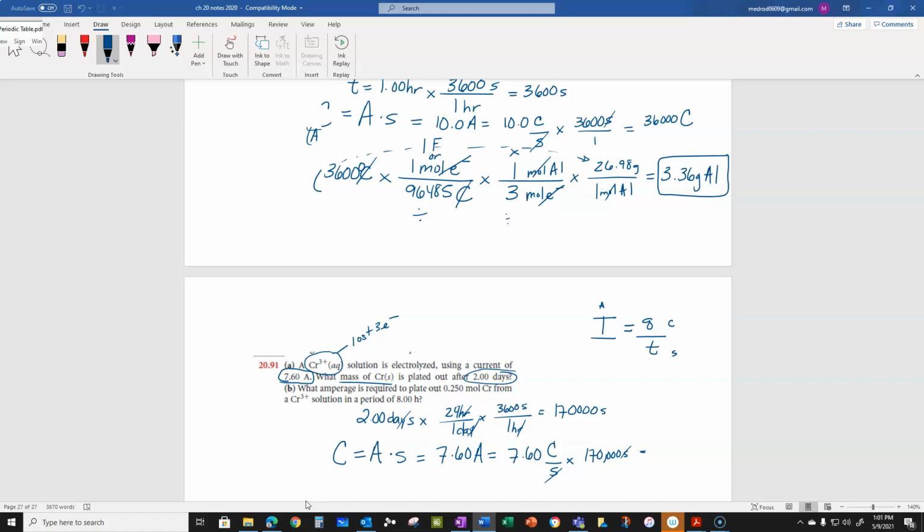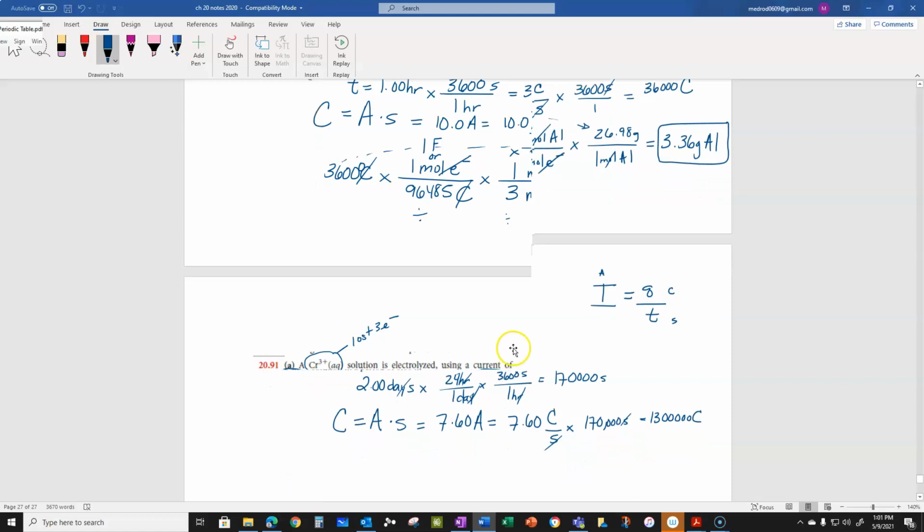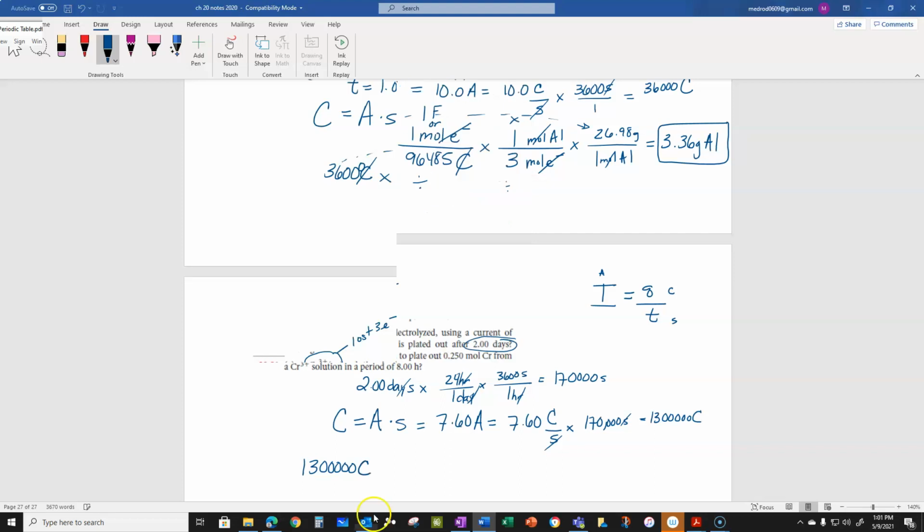It says 129. You can round it if you choose. 1, 2, 1, 2, 3. Yep, 1,300,000, and that's big C. So now we have big C. And then we are going to use Mr. Faraday. 96,485 big C. And that equals 1 mole of electrons.